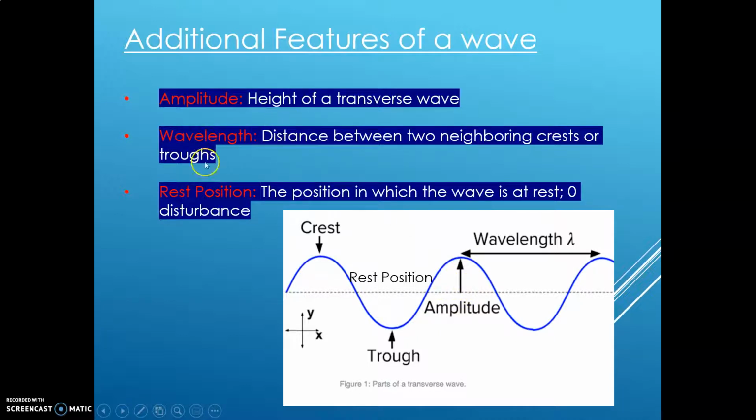And then there's wavelength. Wavelength is simply the distance from crest to crest, or from trough to trough. Okay, crest to crest, trough to trough. So that's all you need to know about that.